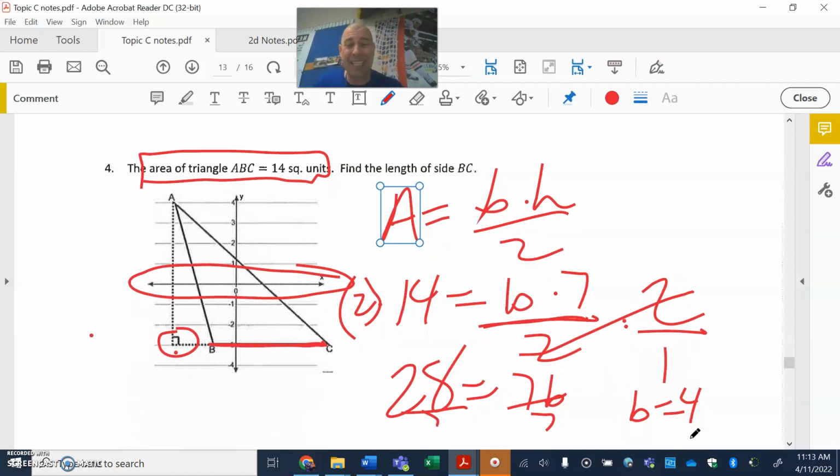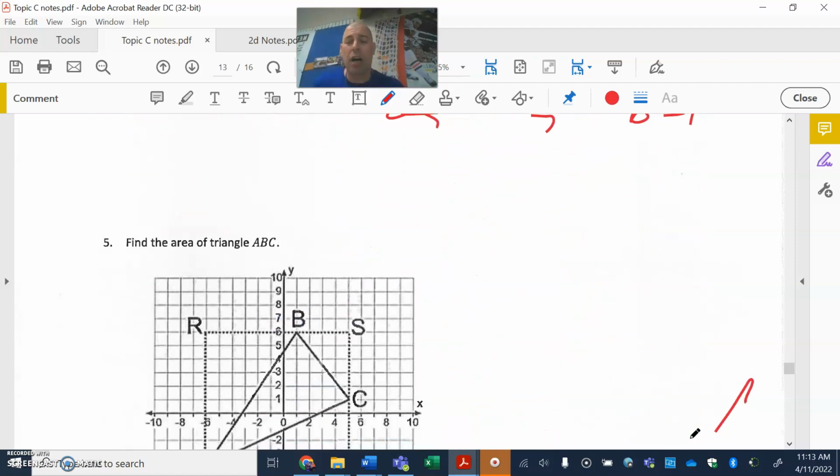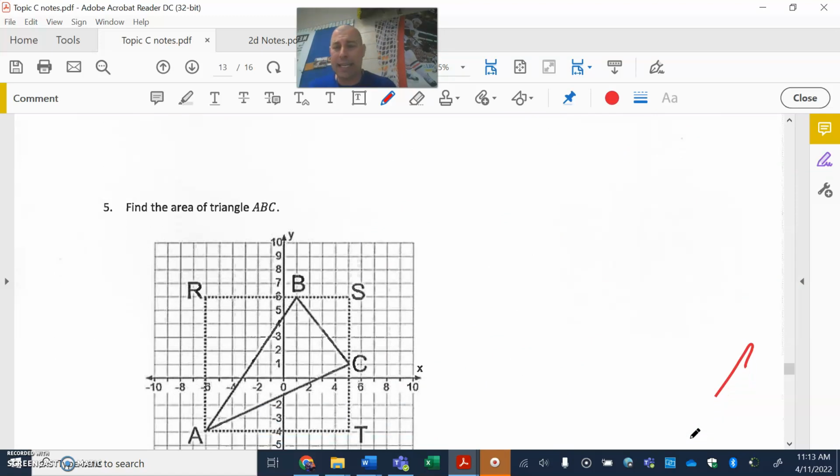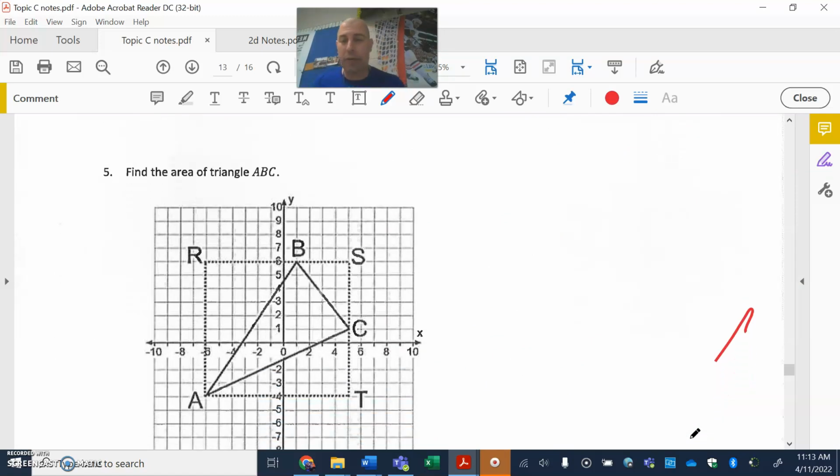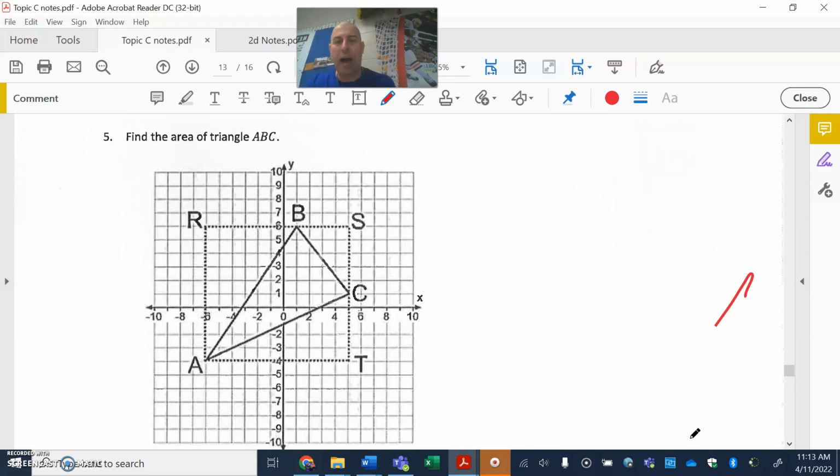So yeah, like I said, using the formula. Now, I'm sorry here. I thought they were getting me into something different here. No, we're finding area. Now we're just finding area of that we're dealing with.